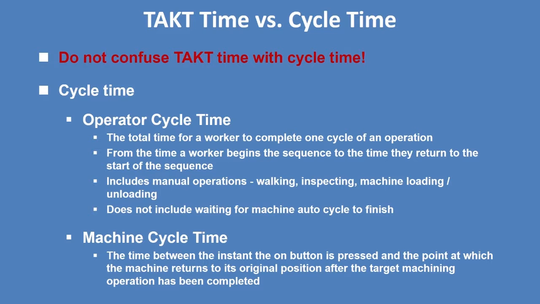Please don't confuse takt time with your cycle time. And this often happens because if you think about cycle time, there's two different things here: your operator cycle time and your machine cycle time. So your operator cycle time is the total time for a worker to complete one cycle of an operation, which obviously is not the same thing as takt time, which is based on customer demand. Machine time is talking about the time between the instant the on button is pressed and the point at which the machine returns to its original position after finishing the operation on the part and is completed.